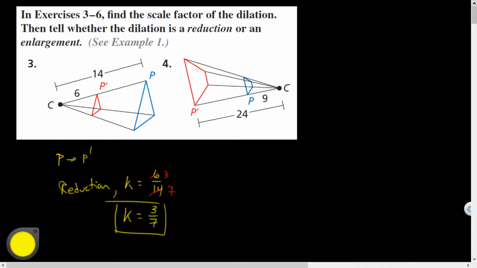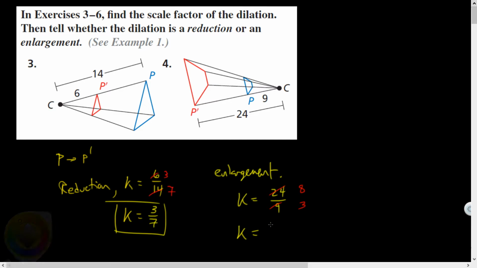This one going from P to P prime looks like it got bigger, so it's an enlargement. To find the value of K, let's take the 24 over the 9, maybe? It's not that bad, right? Man, you could have come to school sick and learned that with your eyes half closed. Let's see. Oh, I can reduce that. 3 goes into 24 8 times and into 9 3 times. So it looks like a ratio of 8:3.